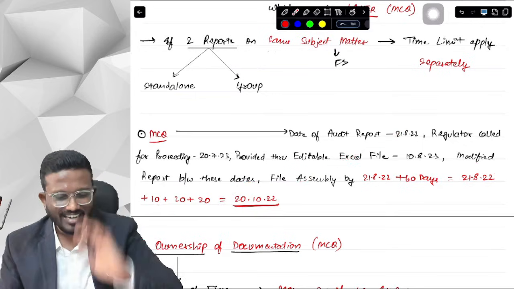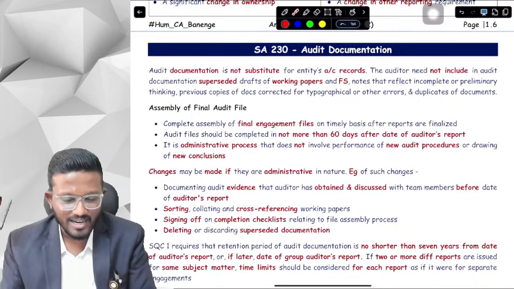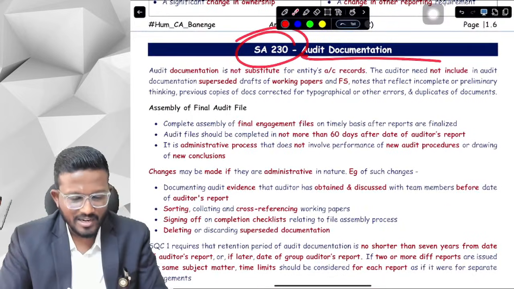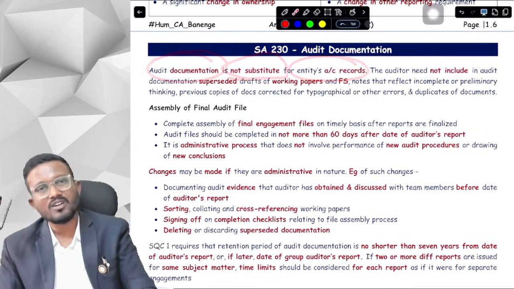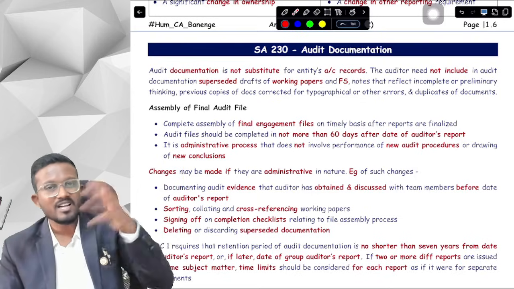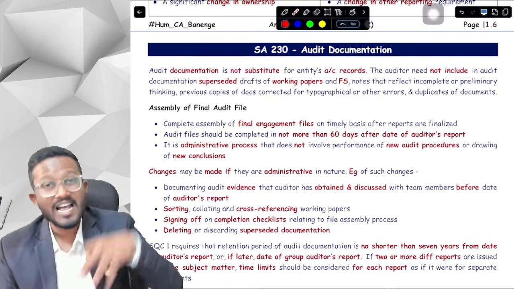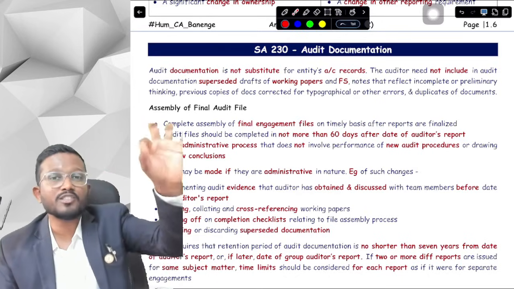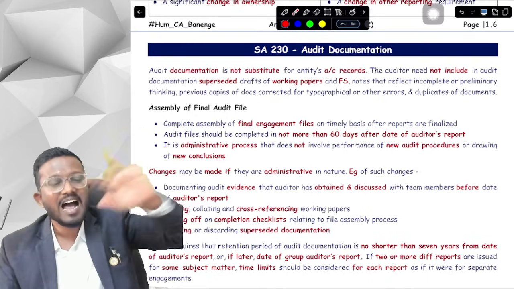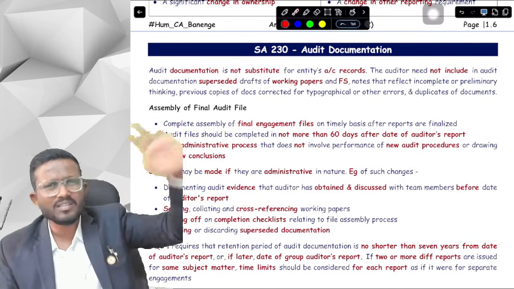Okay, yes sir, let's discuss it from our concept book. What does it say, sir? It talks about SA 230 audit documentation. Audit documentation is not a substitute for the entity's accounting records. The entity will need to prepare its own accounting records, and I will need to prepare my audit documentation. In the audit documentation, I have to keep only the final versions of all the files and documentation. I don't have to keep any drafts or superseded working papers.